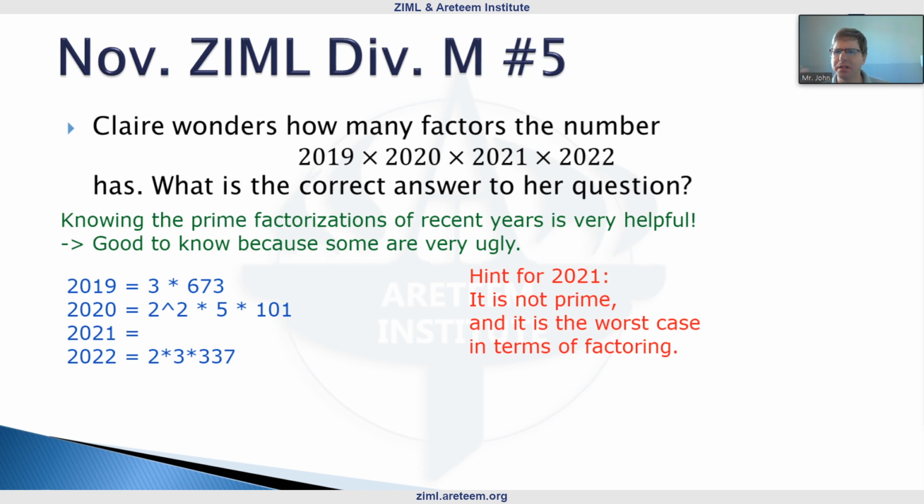How do you know if a number is prime? Well, you check: is it divisible by 2? Is it divisible by 3? Is it divisible by 5? Is it divisible by 7? Is it divisible by 11? 13, 17, etc. As more of a hint for 2021, 2021 is not divisible by any of those numbers.